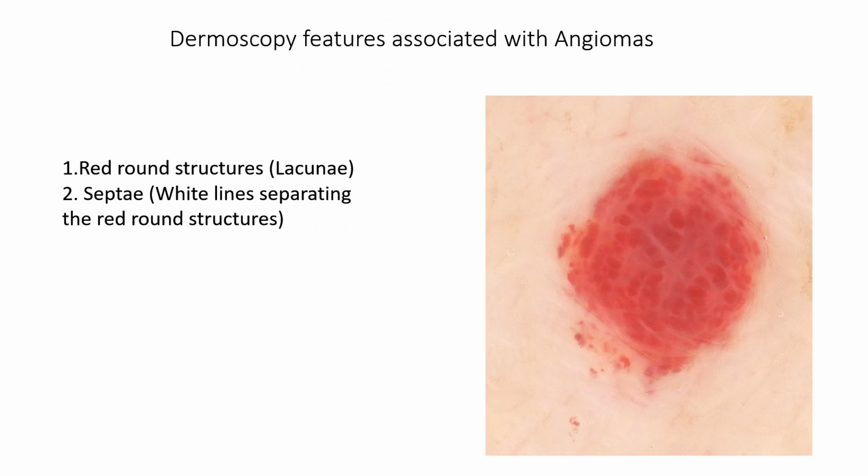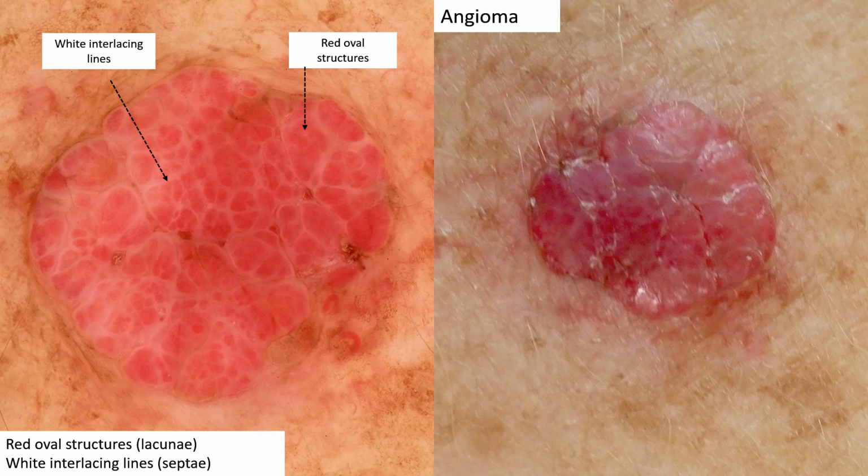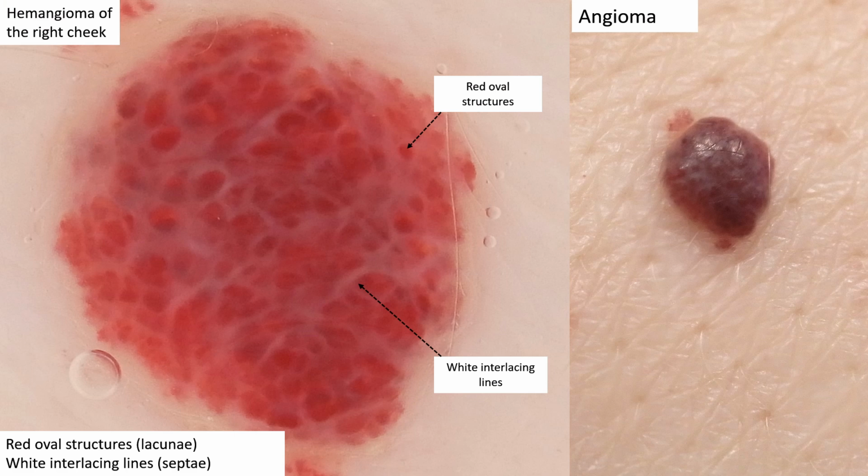What about angiomas? Well, the two most important features are red round structures, also known as lacuna, and septa, which are these white lines separating the red round structures. And here, in the contact polarized mode, we see these white interlacing lines as well as these red oval structures, characteristic of an angioma. Another angioma, again demonstrating the red oval structures and the white interlacing lines.